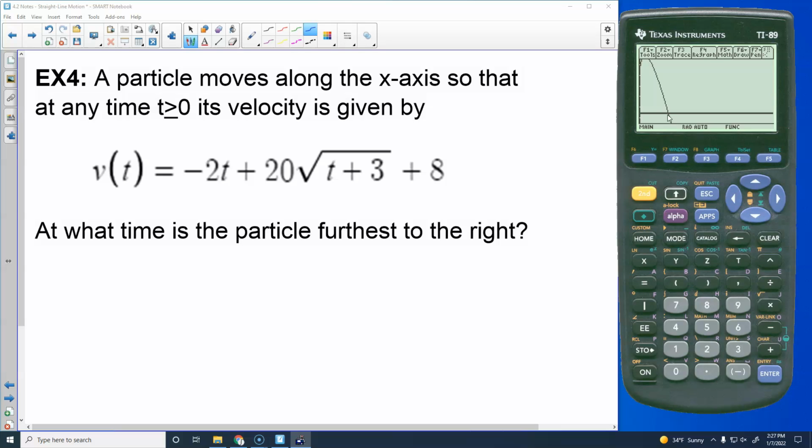I appreciate that you're going to like our right and our left. Yeah, I'm trying to. So wait, it says farthest point to the right. So it's the highest point.